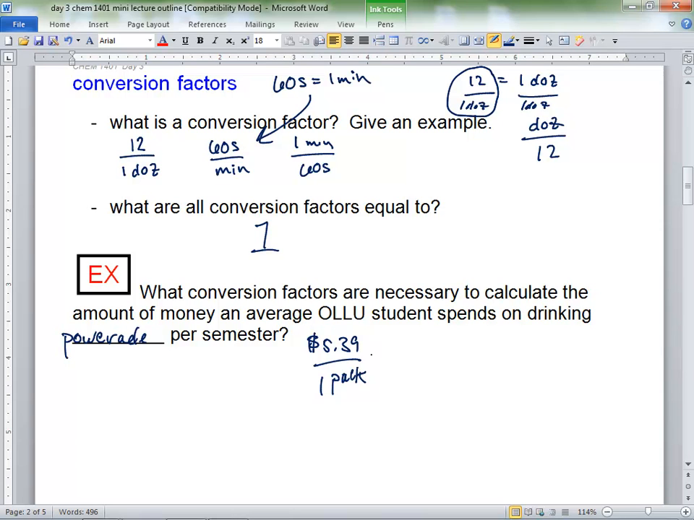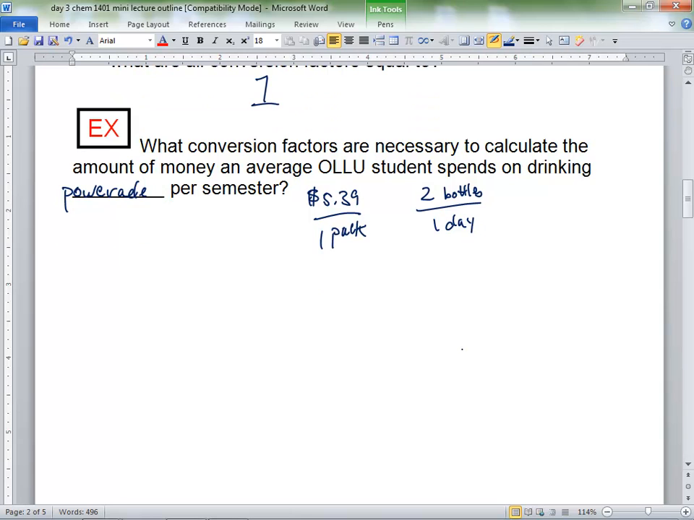The only other piece of information we really need from Christian is how many of these Powerades does he drink per day on average? 2. 2 bottles of Powerade in 1 day. So the game we're playing is we're going to convert 1 semester and end up in money.